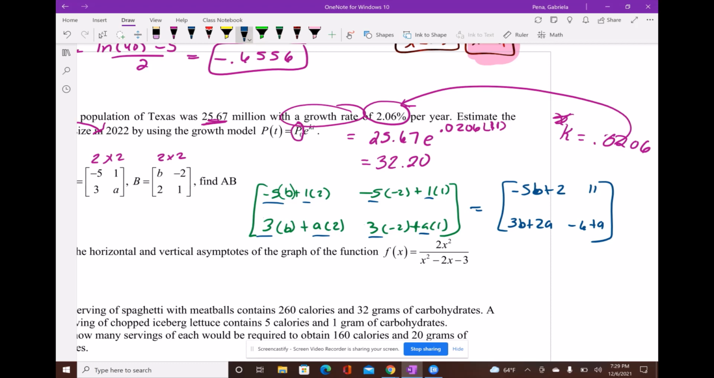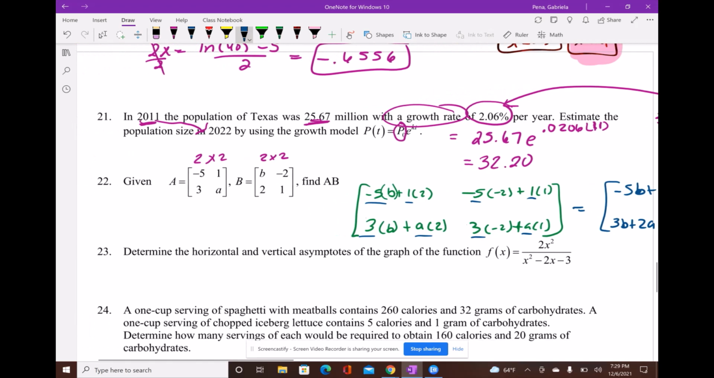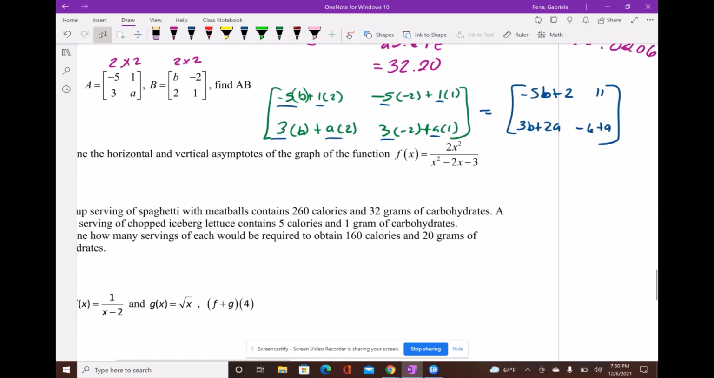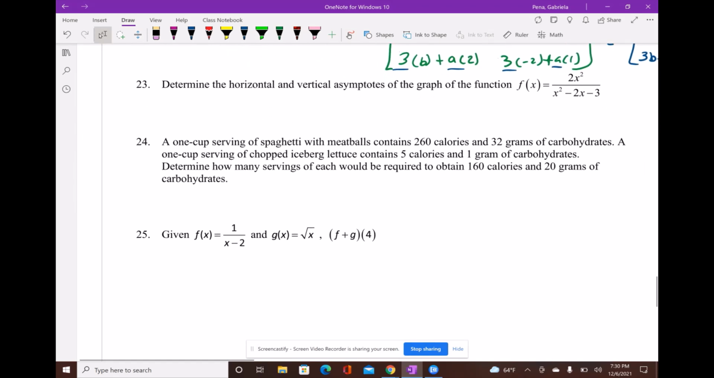Alrighty. Almost done here. Last 3 problems. Let's do 23 and 25 because those are easier. So let's look at number 25 first. Given f of x is this, g of x is this, what is f plus g when they give you a 4? When they give you a number like this, please understand this means f of 4 plus g of 4. Because there's a plus sign.